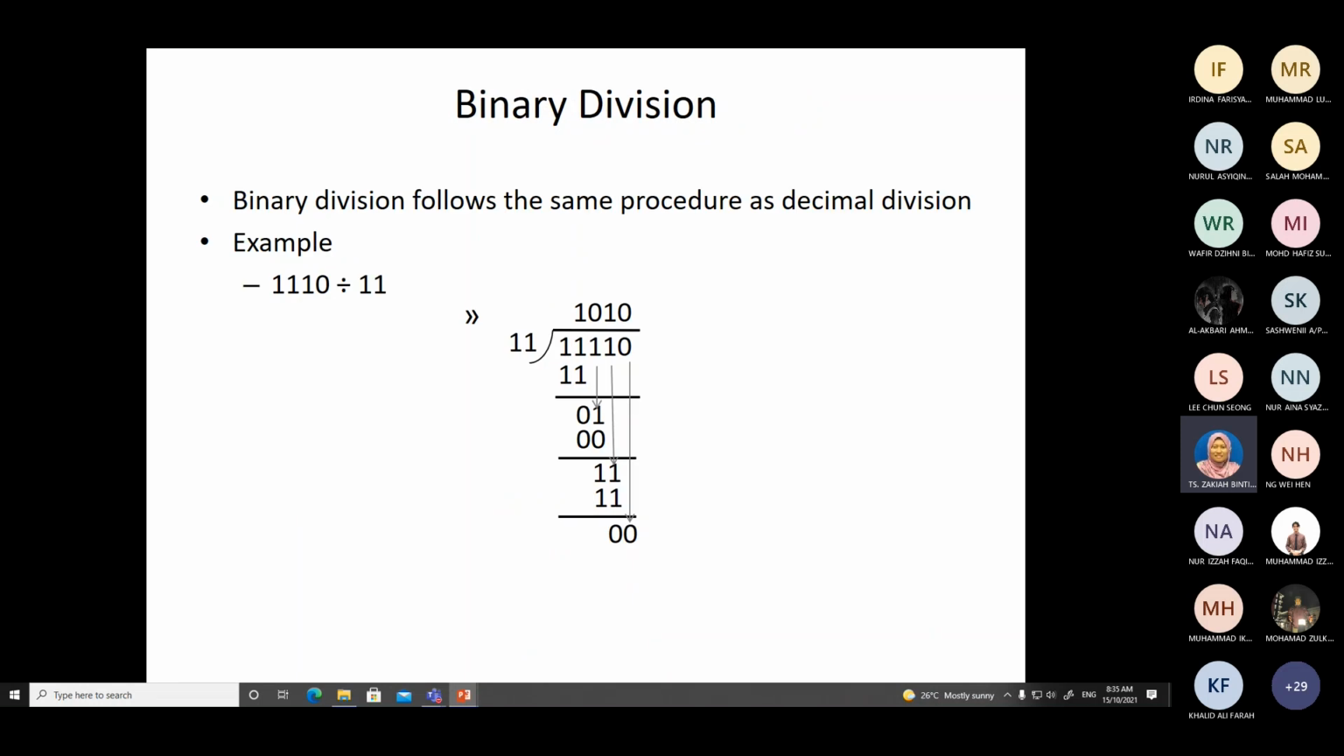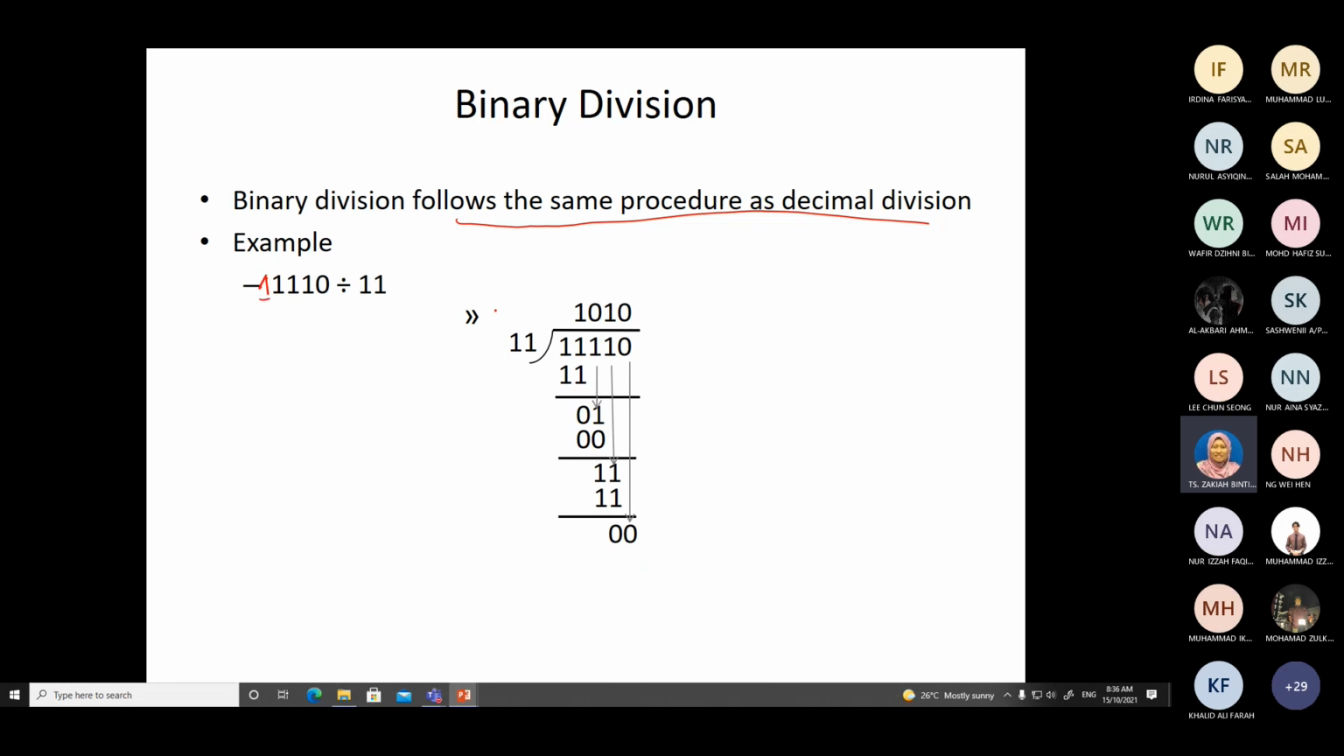It doesn't exceed more than that, so it's quite easy to do the operation. But for division, binary division follows the same procedure as decimal division. For example, if we have 1110.